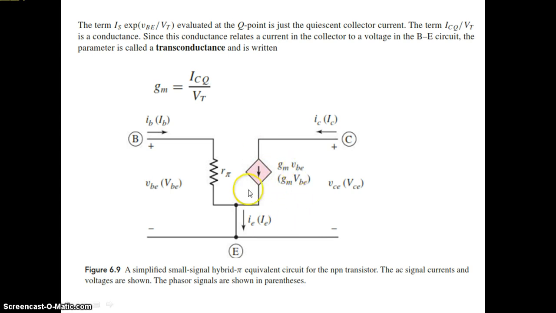GM into VBE. So collector current IC, emitter current IE, base current IB. So this is the simplified small signal hybrid pi equivalent circuit for the NPN transistor. The AC signal currents and the voltages are shown.